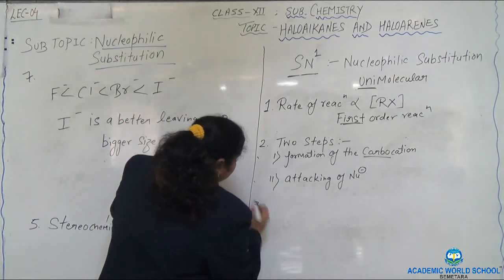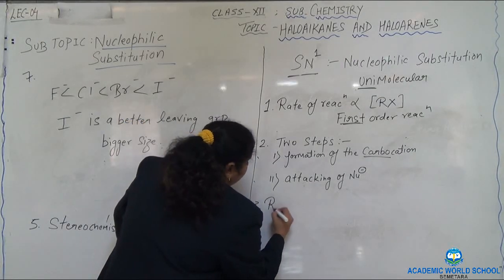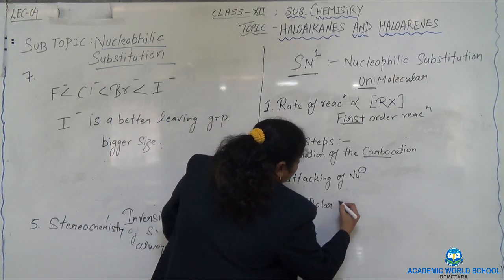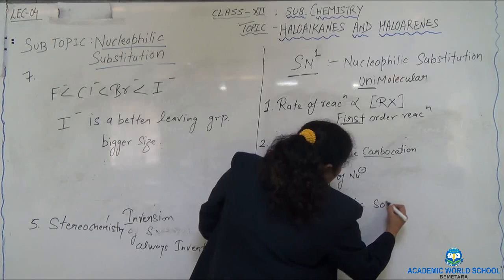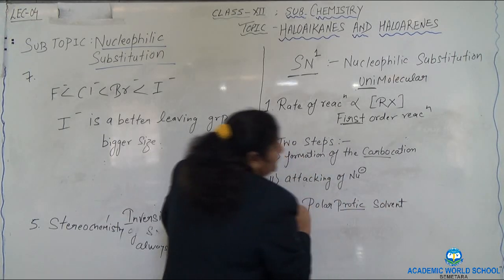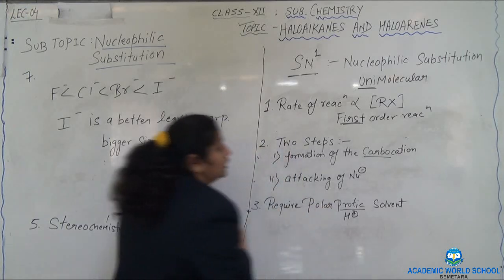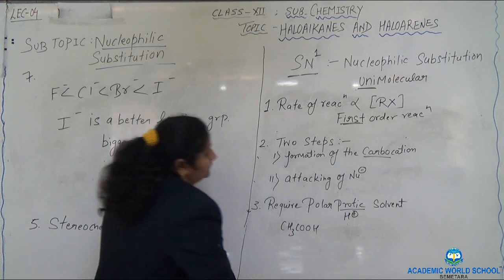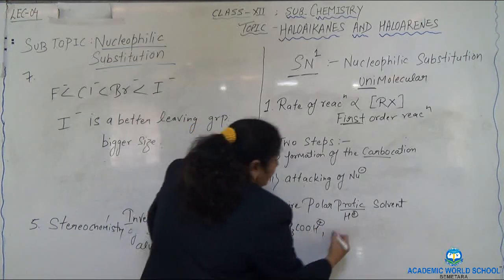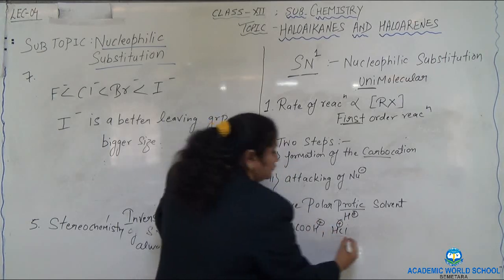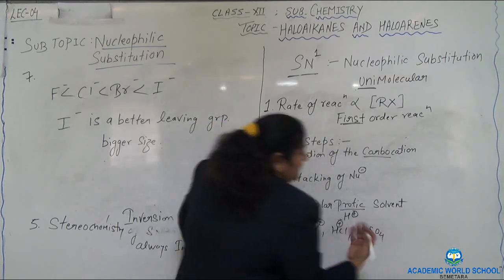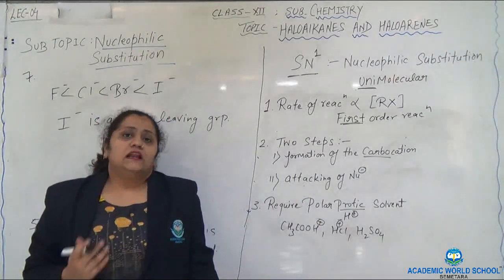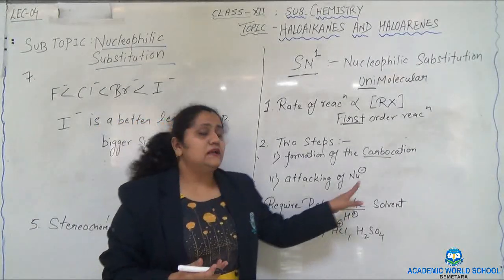Third, this type of reaction requires a polar protic solvent. Polar protic means which have H plus ion. So here you will be considering CH3COOH, where this H plus is free to move, HCl, where this H plus is free to move, and H2SO4, anything which contains a free H plus ion. So this SN1 reaction will occur in the presence of a polar protic solvent.